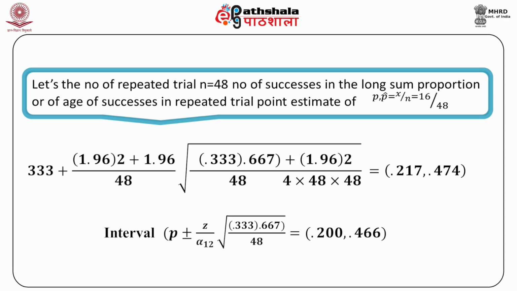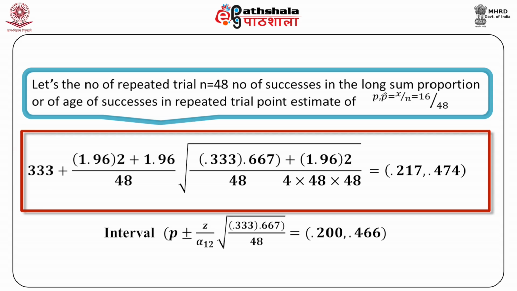Example 1. Let the number of repeated trials n be equal to 48, and x the number of successes in the long run proportion of success in repeated trials. The point estimate of p, p hat, is equal to x by n, which is equal to 16 divided by 48. We need to construct a confidence interval for p with a confidence level of 95%. We use the above discussed formula for the confidence interval.